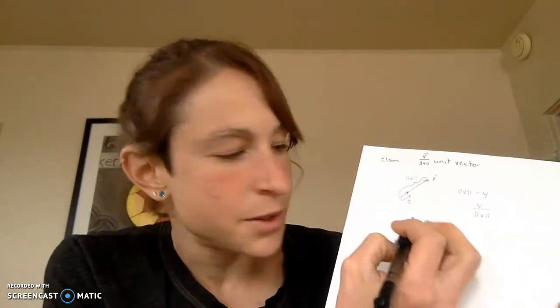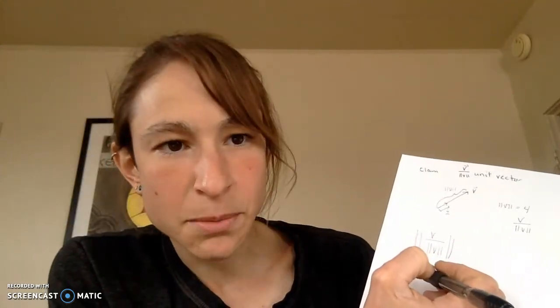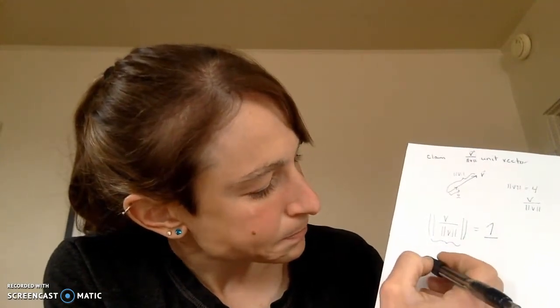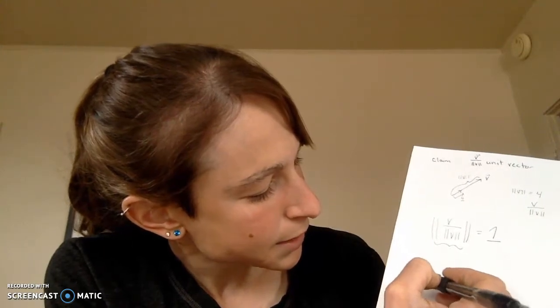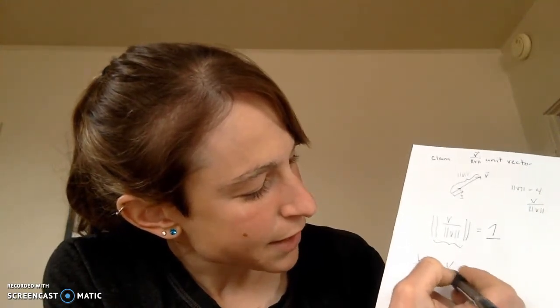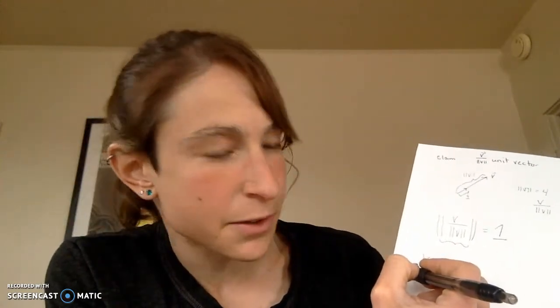So what we need to do to check that is we need to look at what is the norm of v divided by the norm of v. And we want this to be 1. So to get the norm, I take the vector and I do the dot product of that vector with itself. And then technically I take the square root of that. This gives me the norm squared.